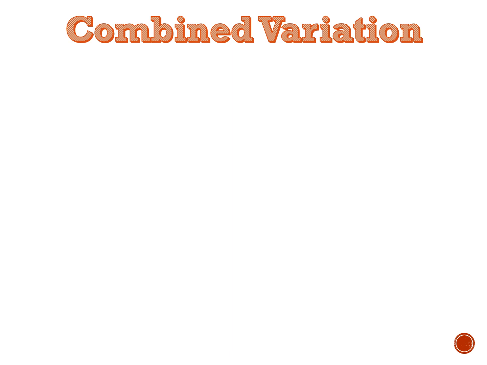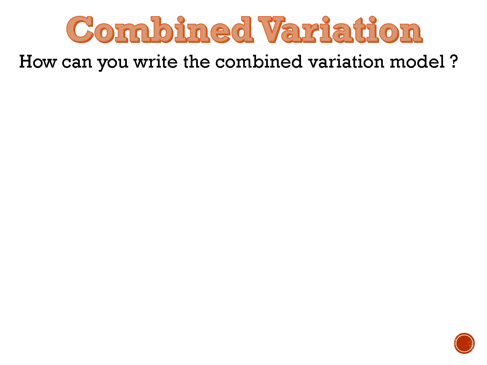Okay, let's talk combined variation now. This is the slide where we're going to talk about combined variation and joint variation, because really, joint variation is kind of a subset of combined variation. So, how can we write the combined variation model?